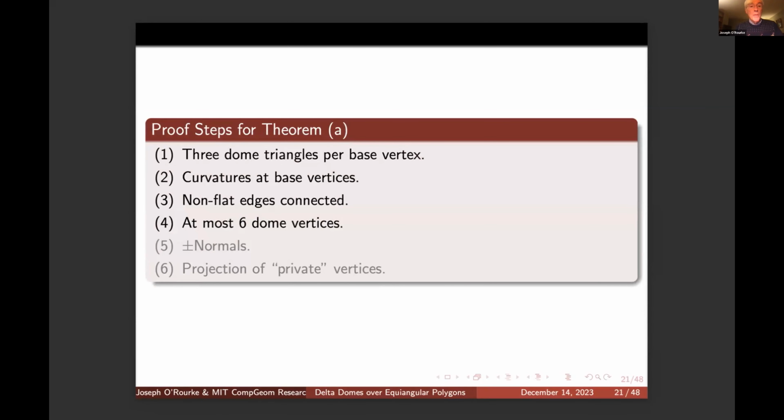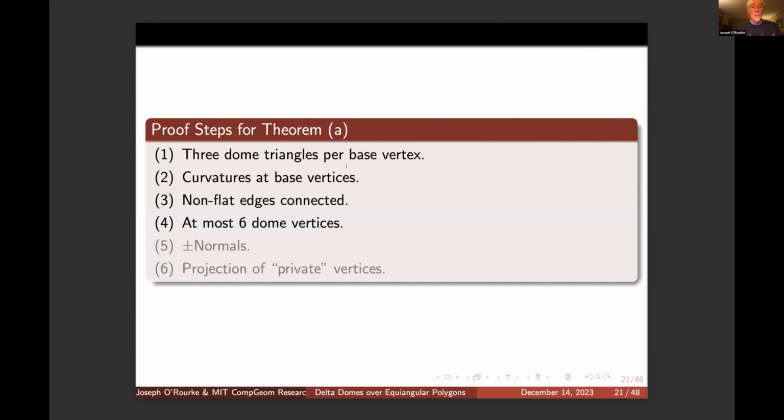So I'm going to view the proof of part A in 6 steps. Let me read them quickly, and then I'll go through them one by one. 3 dome triangles per base vertex. This is very important. It turns out to be easy once you see it. This is one of the few things I'll actually prove. This leads to a curvature relation at the base vertices. This is discrete curvature. The non-flat edges are connected. That's a lemma that we need.